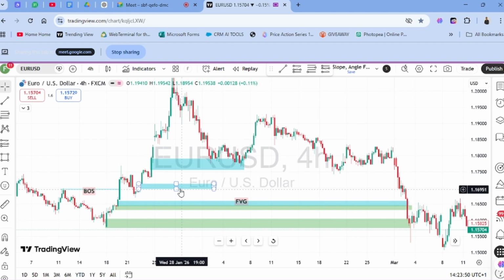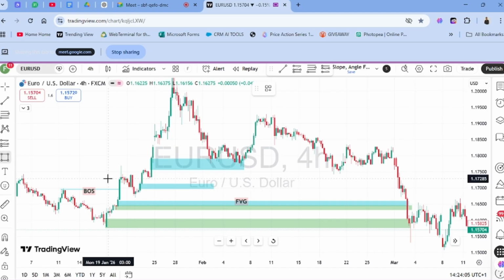This was an FEG. This was an FEG. I did not mark this one on top because this one is already valid. I did not bother marking this one on top, although there was a gap. Do you get it? There's a gap here. But this is one that I'm marking because close to it is a demand level that I can trade off from.